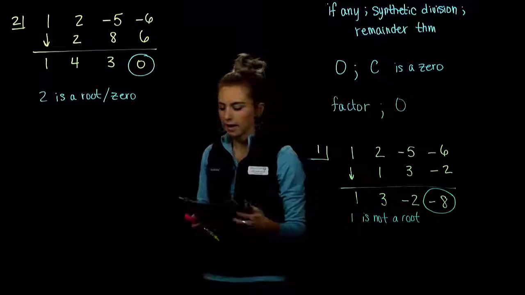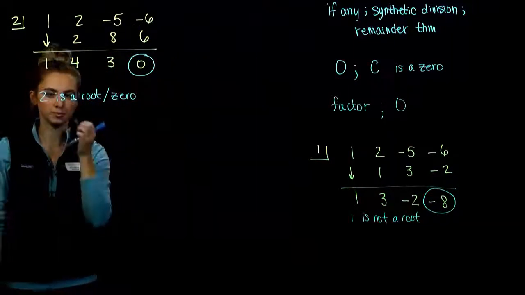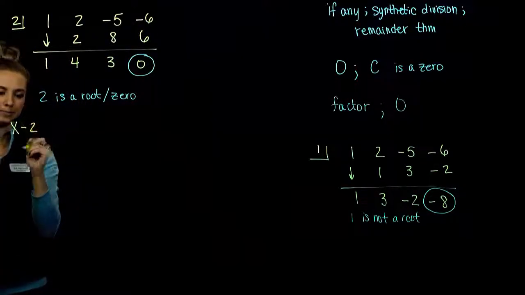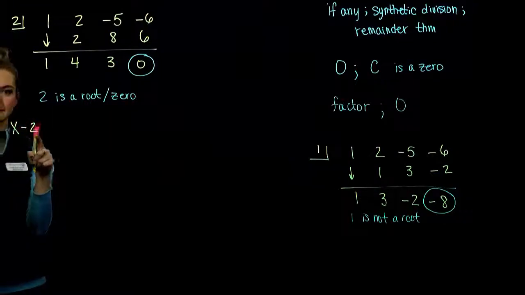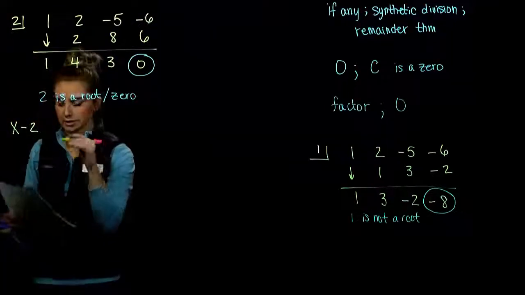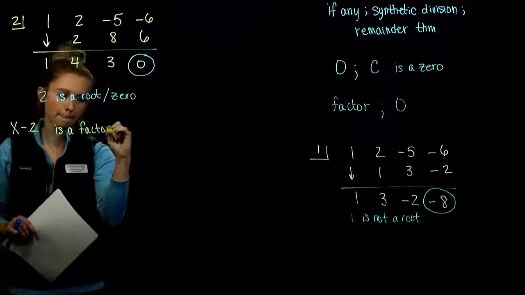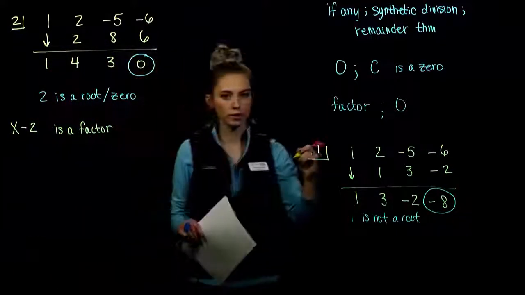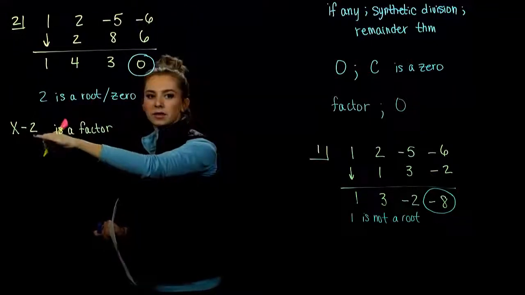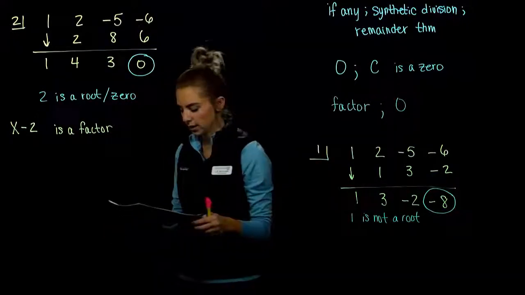So we know that x minus 2 then is going to be a factor of our polynomial, because we always take the constant value and it fits this form. X minus c will be a factor of our function. All right, so we know that this is a factor. And we've already broken down our original polynomial into this factor and the polynomial that's left over. We just haven't physically written it out yet.